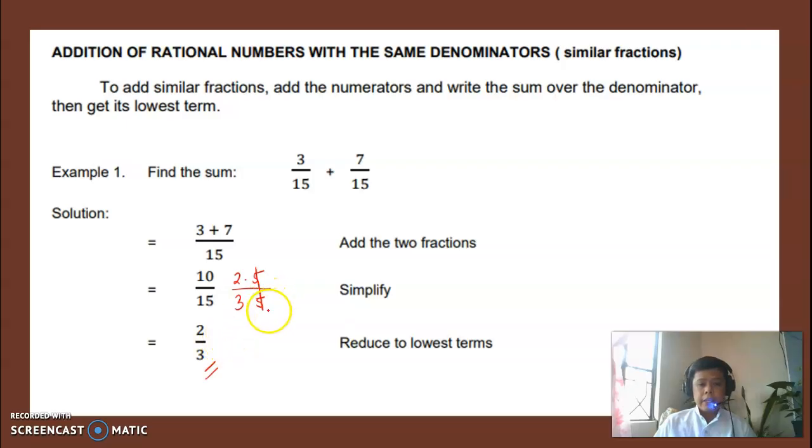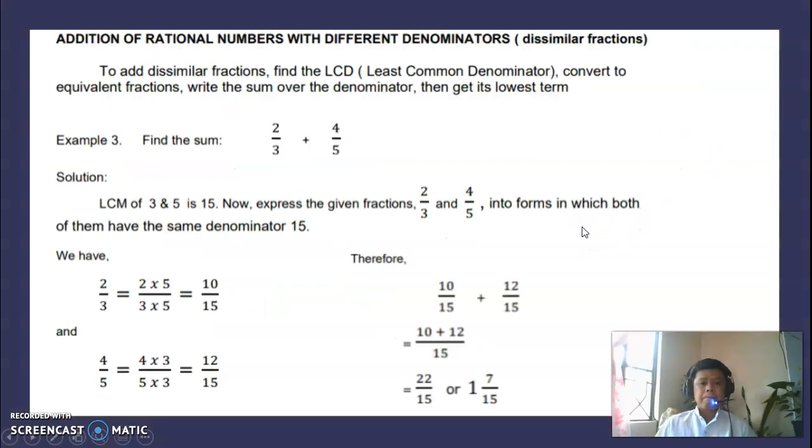So, ibang paraan pa dyan ay isip kayo ng number na pwede mag-divide sa 10 at saka 15. Diba? Ang pwede mag-divide sa kanila ay 5. So, 10 divided by 5, lalabas na yung 2. 15 divided by 5, lalabas na yung 3. So, ganyan yung pag-a-add ng rational numbers na mayroong magkamukhang denominator o yung tinatawag natin similar fractions. Ngayon naman, paano kapag magkaiba? To add dissimilar fractions, find the LCD or the least common denominator, convert to equivalent fractions, and write the sum over the denominator. Then get its lowest term.